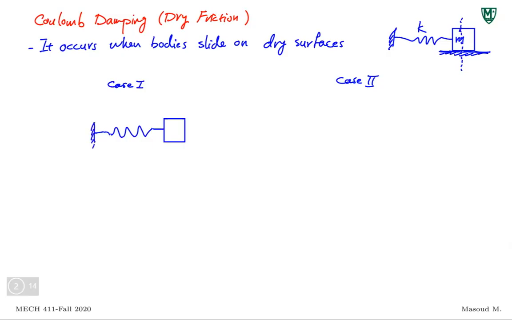So this would be the equilibrium point, as straight as I could make it. This is K stiffness, this is mass, and this is the surface we have. So in this case, velocity is positive. It's going in this direction. This is x dot.